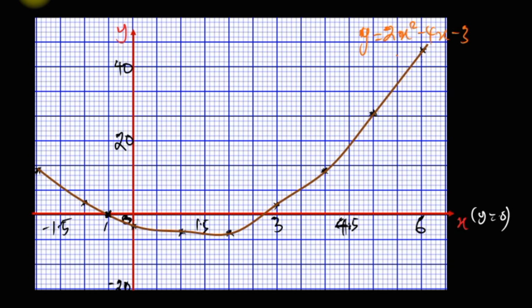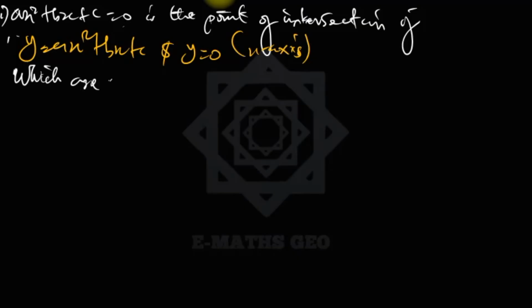So this point, maybe A, let's call it A. This point A, and this is point B. So the answer is points A and B, which are x equals minus 0.5, x equals 2.8. Yes. So these are the answers.